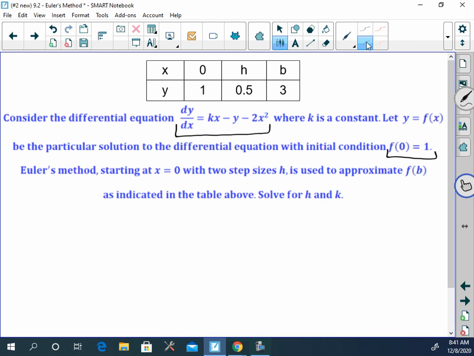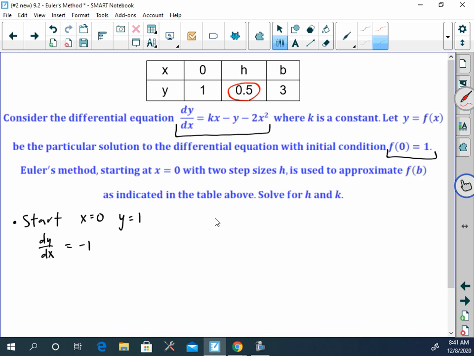There we go, Claire. Okay, so I started with x equals 0, y equals 1, like you can see there. And then your slope would just be -1. To solve for h, then, you know that the new y value is 0.5. So you'd have 0.5 equals 1. And you know it's 0.5 because of this right here, right? This is our new y value after one step. Do you see that, guys?